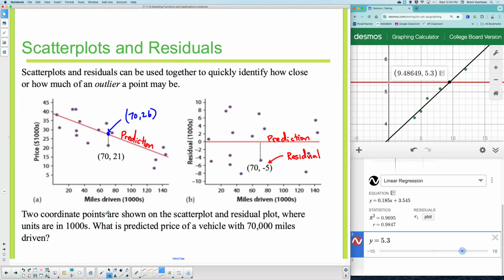Okay, so let me see if I answered that. Two coordinates are shown in the scatter plot and residual plot where the units are in thousands. What is the predicted price of a vehicle with 70,000 miles? So the predicted price would not be $21,000. These prices are in thousands. The actual value was 21,000. What's the predicted price of a vehicle with 70,000 miles driven? $26,000. That would be your predicted price. What was the actual price? 21,000, but our predicted is 26,000. So that's how a residual works.